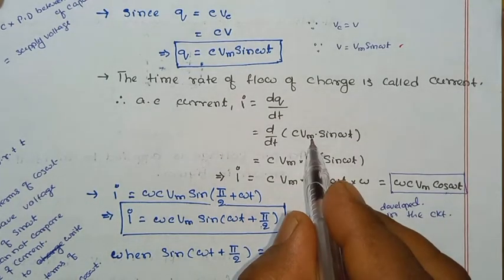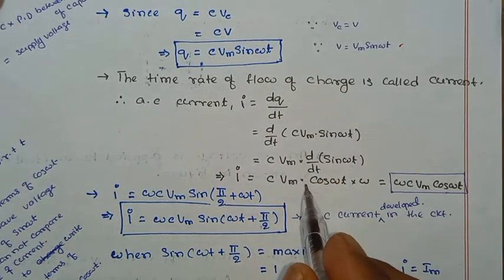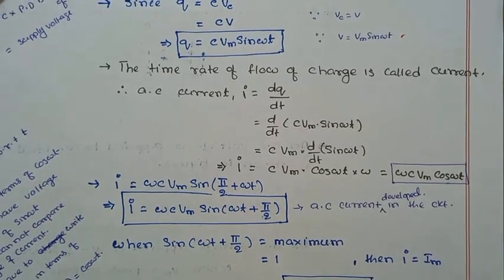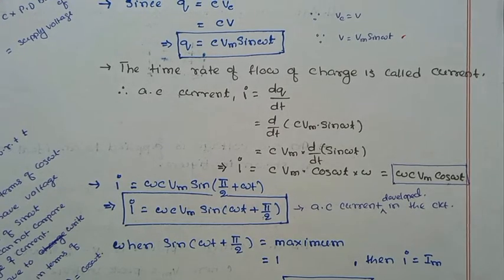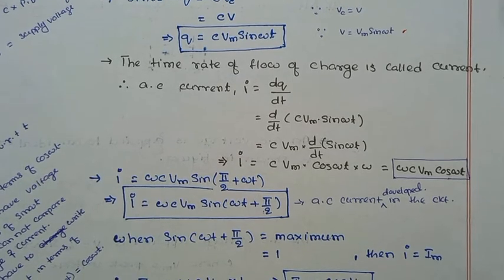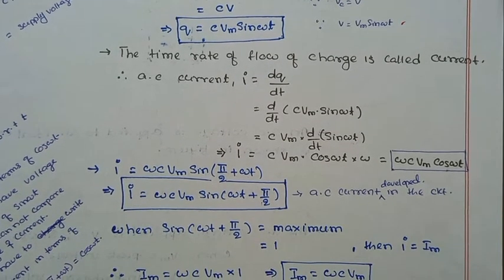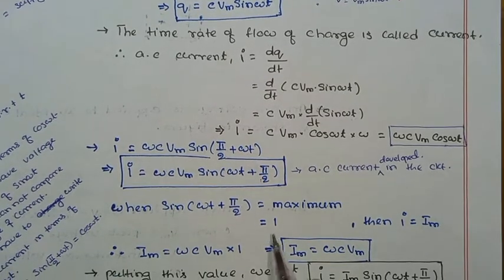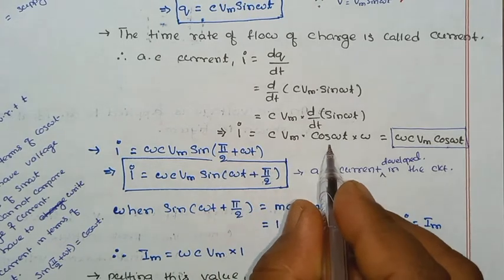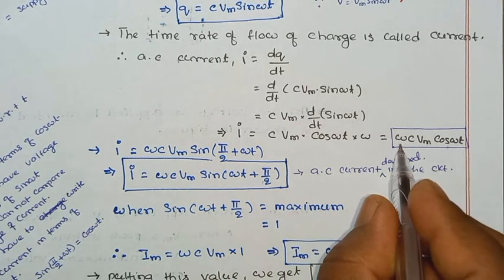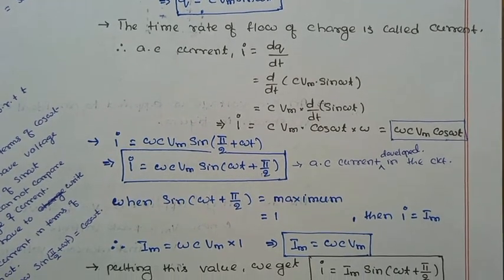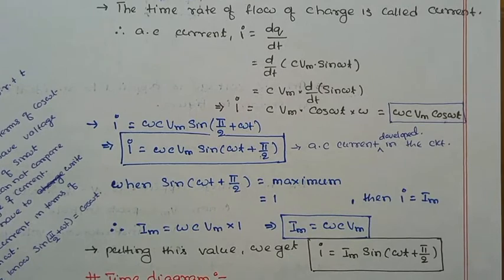C and Vm are constant, so we will take them outside and we take the derivative of sin omega t. So, the derivative of sin omega t is cos omega t and the derivative of omega t is omega. So, multiply with omega because it is a derivative. Therefore, we will get current I is equal to C Vm cos omega t into omega, that is omega C Vm cos omega t. Now, we get the current in terms of cos omega t.